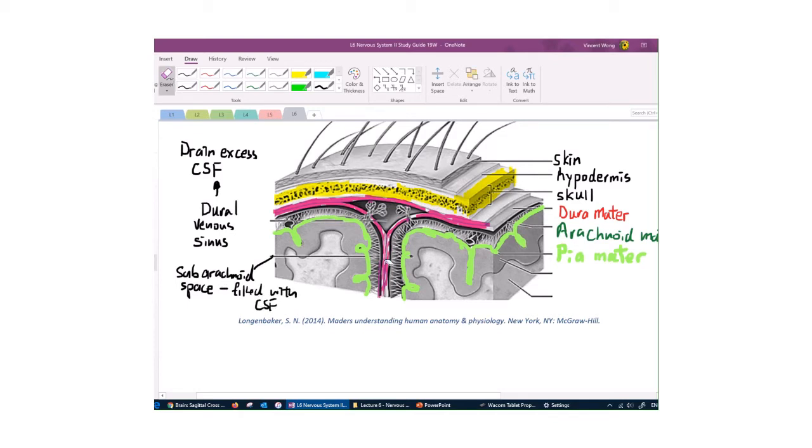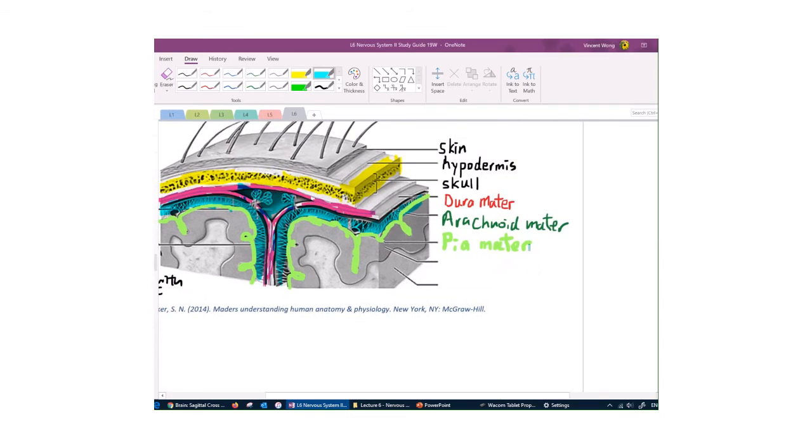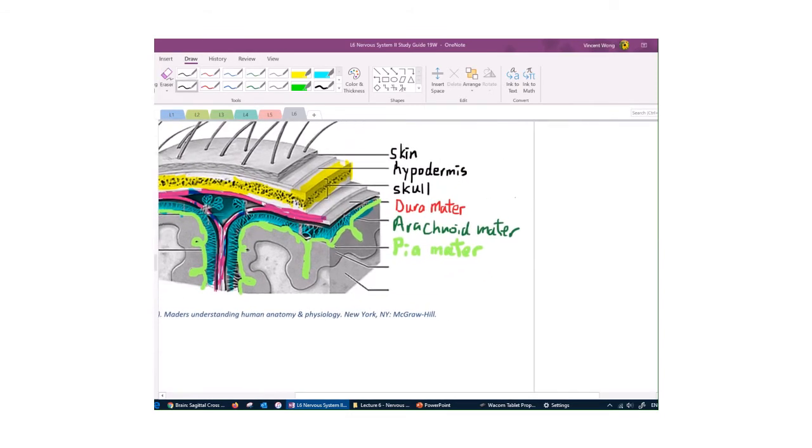Okay, and then all the extra CSF will be drained in the dural venous sinus. So I'm just gonna put some blue here to represent the CSF. Okay, and we're gonna drain them here as well. Okay, there we go. All right, so together the dura mater, the arachnoid mater, and the pia mater, these three things collectively make up the meninges.